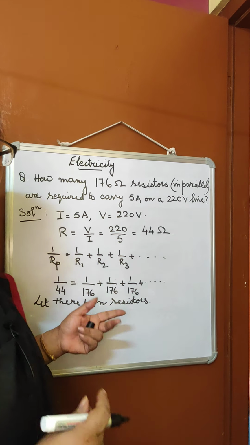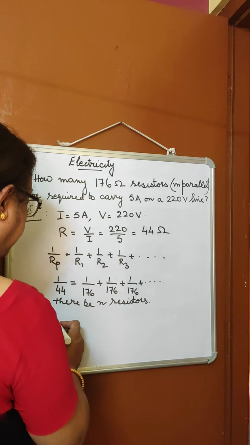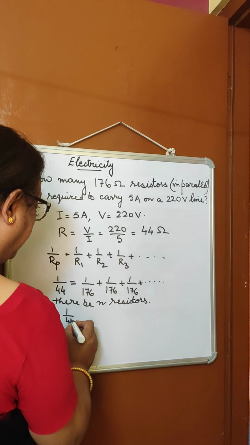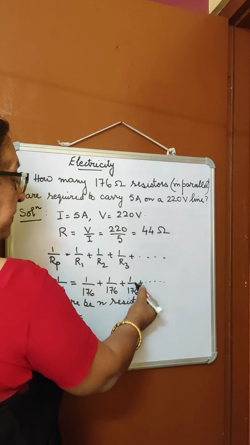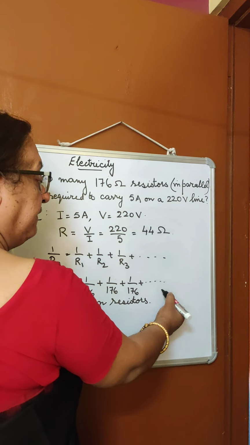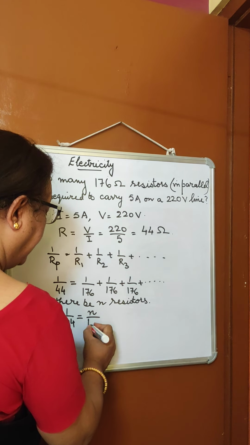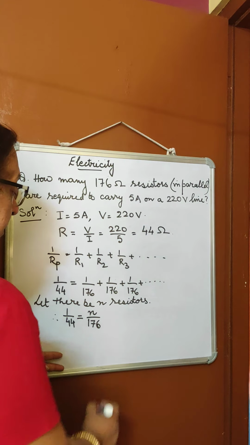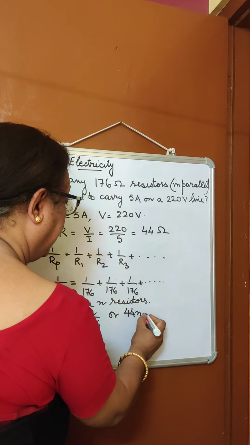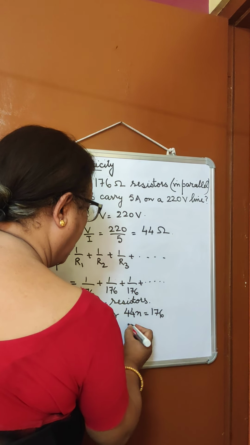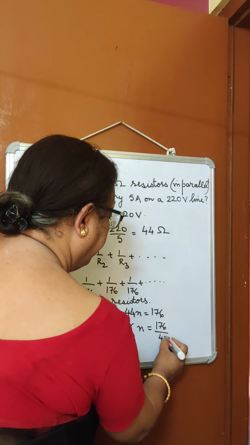We need to find how many resistors can be connected. Now if there are n resistors, therefore 1 by 176 plus 1 by 176 plus 1 by 176 plus 1 by 176 and so on up to n. So if you add, you get n by 176. Or you can cross multiply, 44n is equal to 176, or n will be equal to 176 by 44.